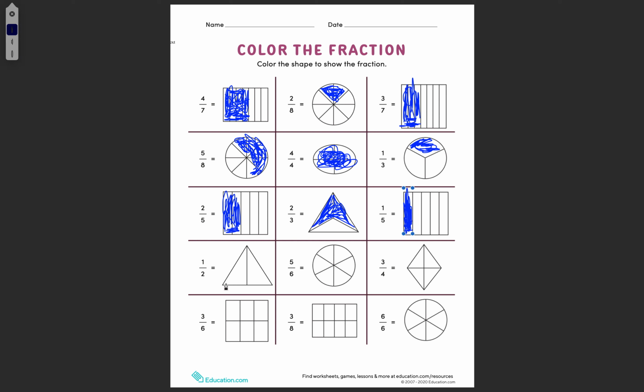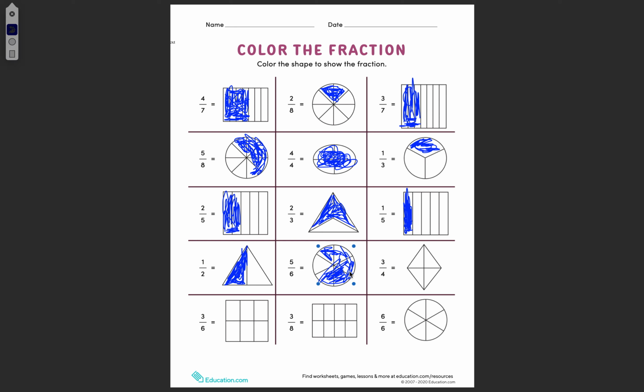One over 2, which is 1/2. Oh, what happened here? Now if we added one more, it would be 2 out of 2, and we would color in the entire whole. 5 out of 6. 1, 2, 3, 4, 5. Leaving us 1/6 left over.